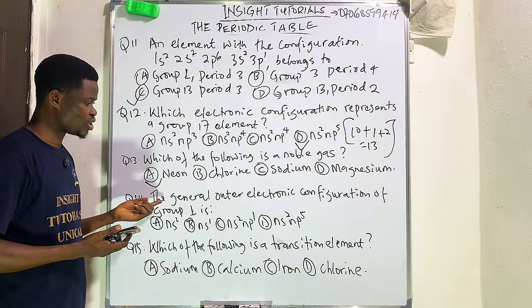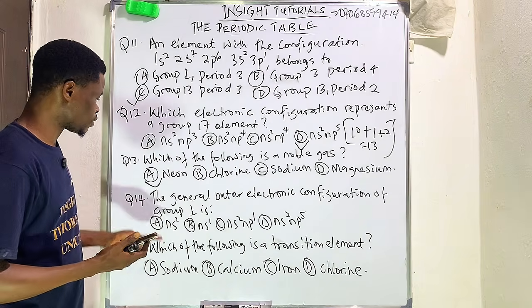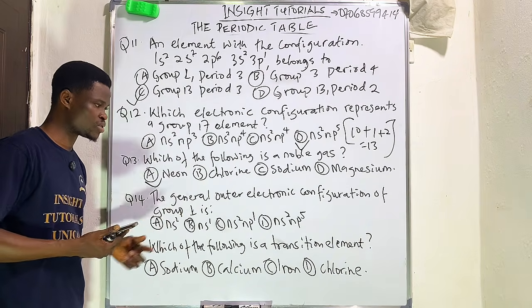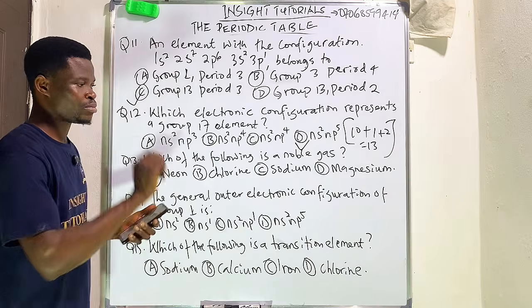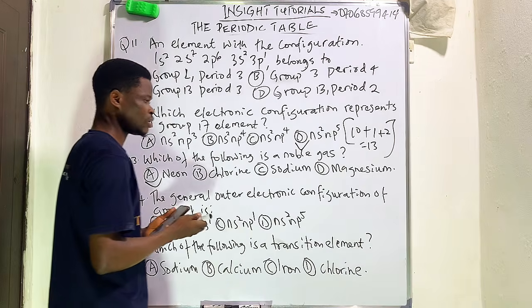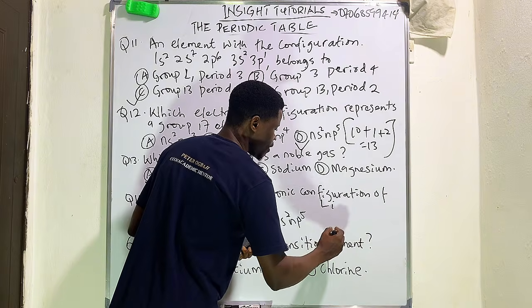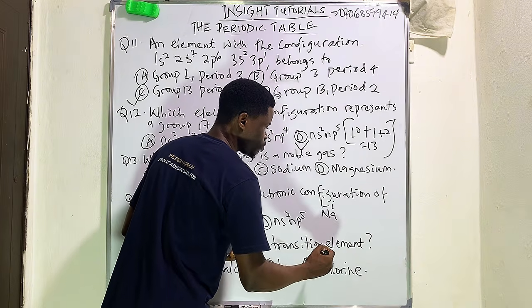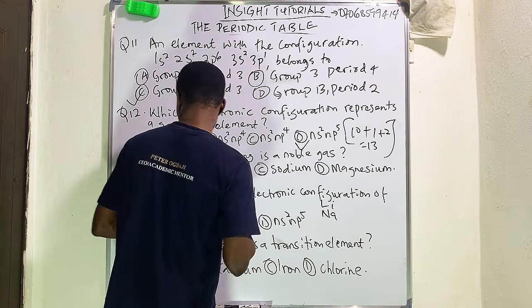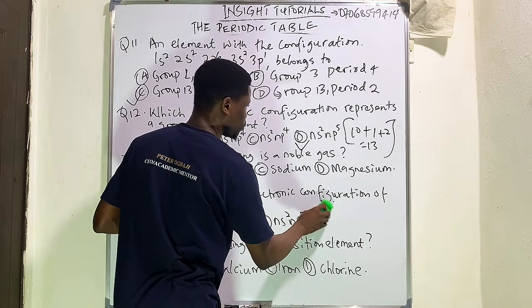The next question says, the general outer electronic configuration of group 1 is. The general outer configuration of group 1, if you're dealing with lithium, for example, because in group 1 we have lithium, we have sodium. Let me make space here so that we'll be able to understand what I'm saying.